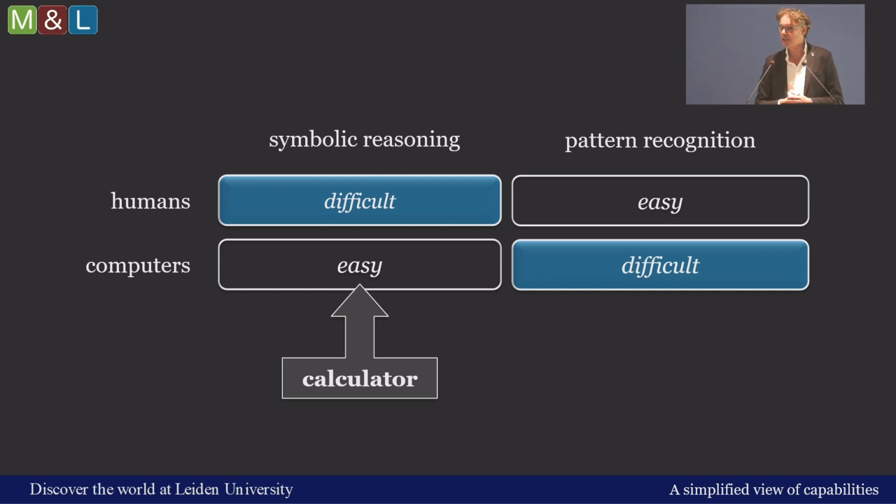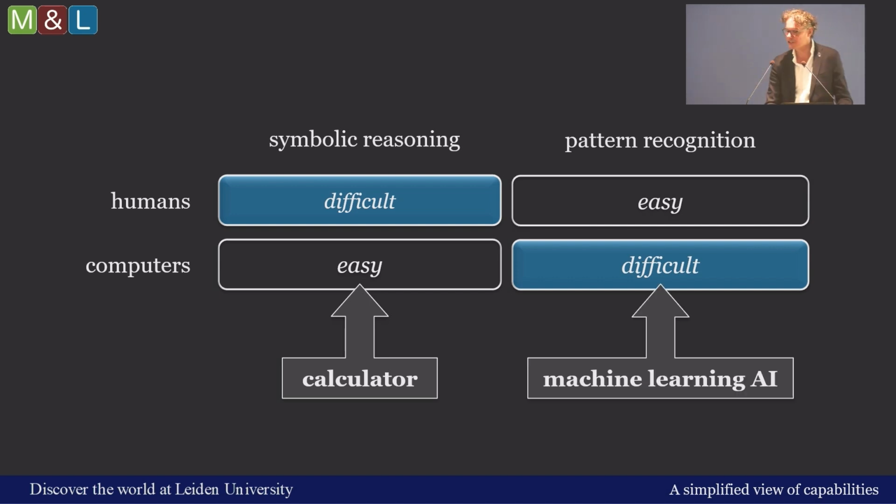But we also like machines to help us in pattern recognition tasks, tasks that require us to recognize patterns or to do inductive reasoning, which is basically another word for it. As you can see, that's difficult for machines. So it took us way longer to make machines that can help us in that category of tasks than it took us to come up with a calculator. And it is exactly in this category of tasks that we find machine learning AI. What that exactly is, I'll talk to you about in a moment, but it's basically what we now call modern AI.